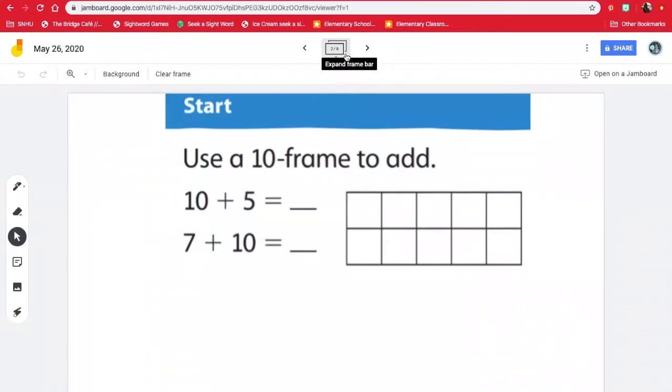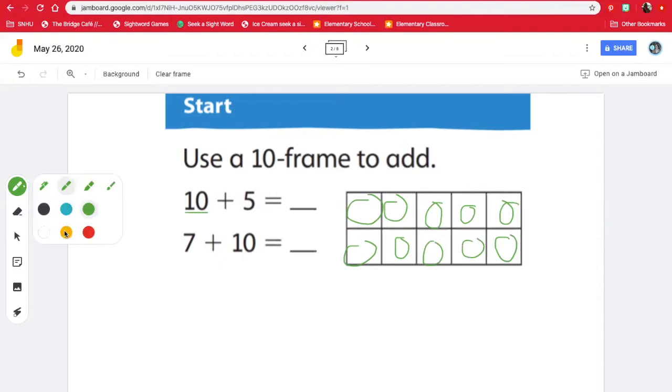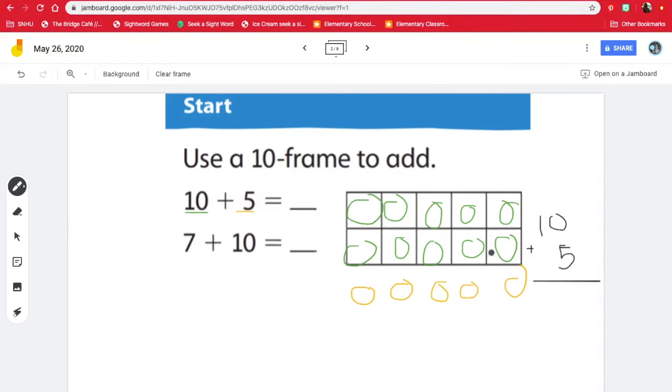So let's start here. It says use a 10 frame to add. So we have 10 plus 5. Well, I know that I need to fill the 10 frame because we have 10. So 1, 2, 3, 4, 5, 6, 7, 8, 9, 10. And then I need to have 5 more. So let's count to 5. 1, 2, 3, 4, 5. So now we need to add 10 plus 5. And we can do that by counting. We have 10, 11, 12, 13, 14, 15. So we have 15. 10 plus 5 is 15.